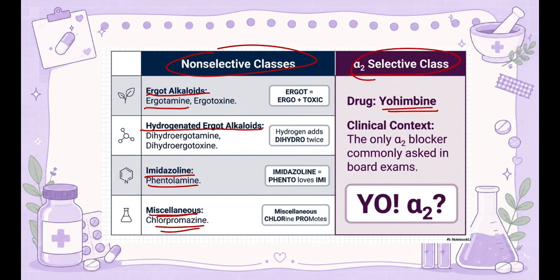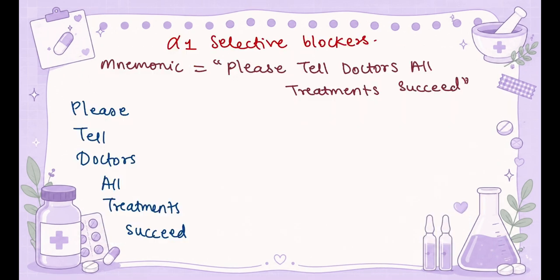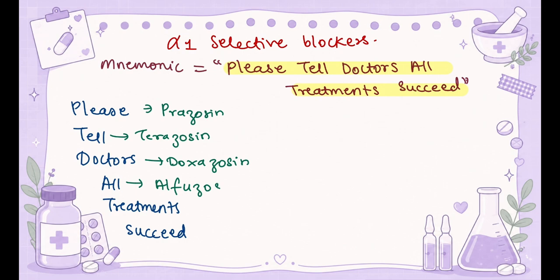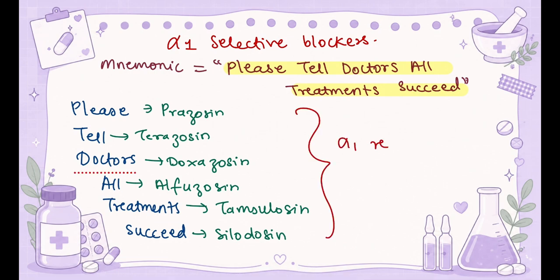You can easily remember this with a simple phrase. Just think, yo, alpha-2. We also have highly selective alpha-1 blockers. You can memorize these with a high-yield matrix. The memory phrase is, please tell doctors all treatments succeed. Let's spell that out. P is for prazosin, T is for terazosin, D is for doxazosin, A is for alfuzosin, T is for tamsulosin, and S is for silodosin. Every single one of these drugs specifically targets only the alpha-1 receptor.